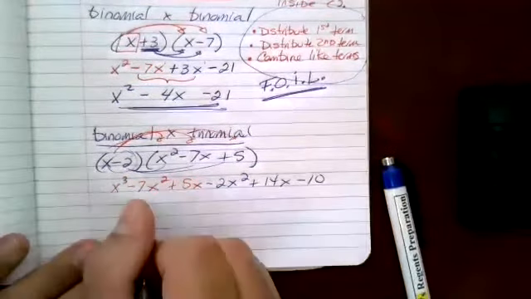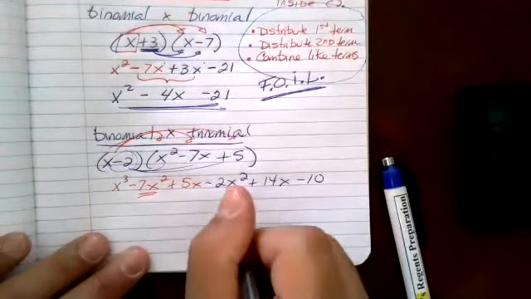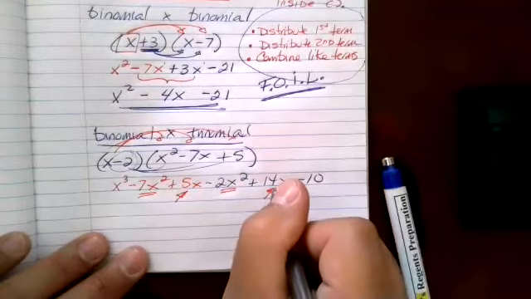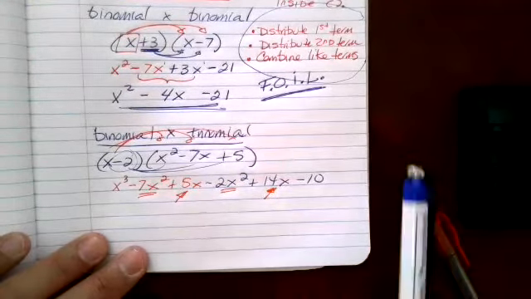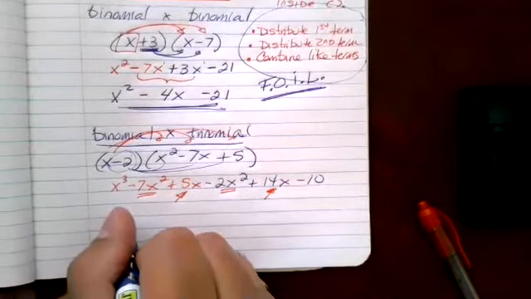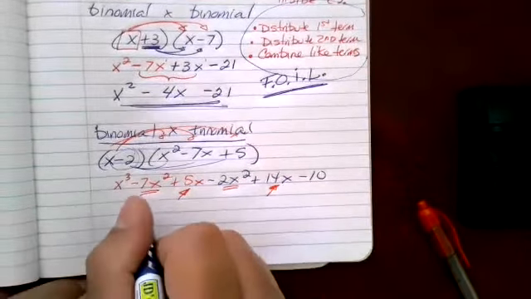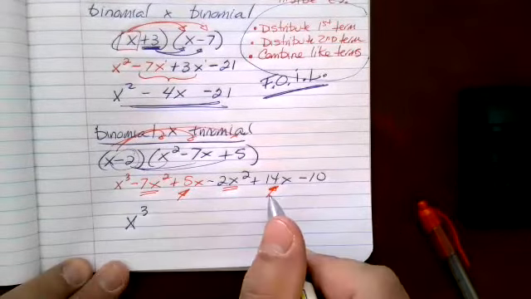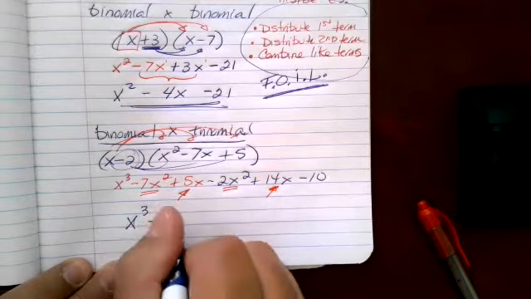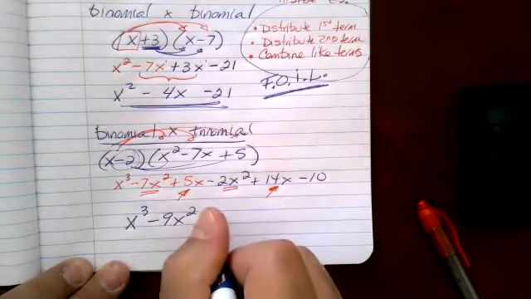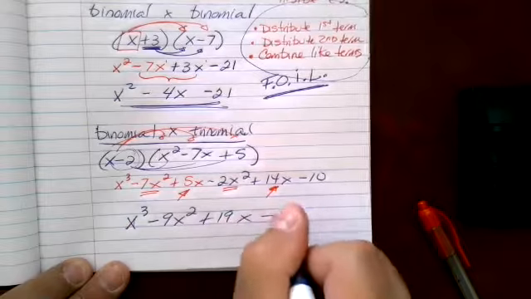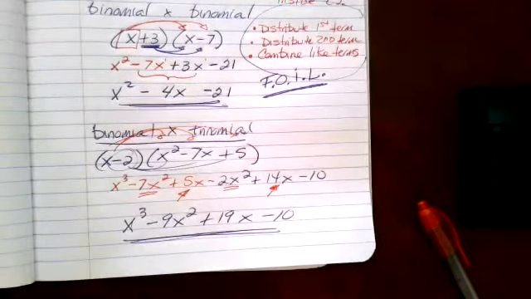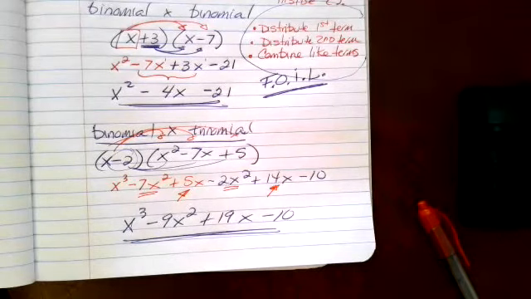And then I can combine my like terms. So I will have x cubed, -7x squared, and a -2x squared gives me a -9x squared plus 19x minus 10. I believe. We all agree?